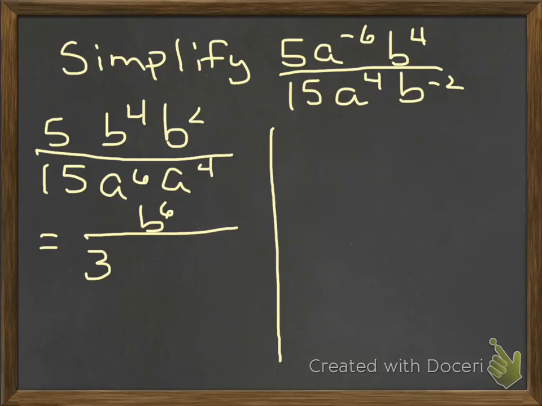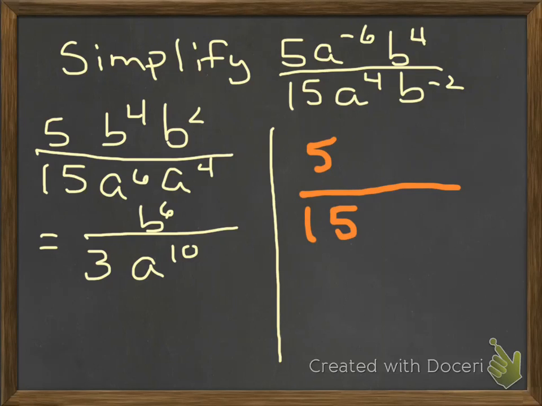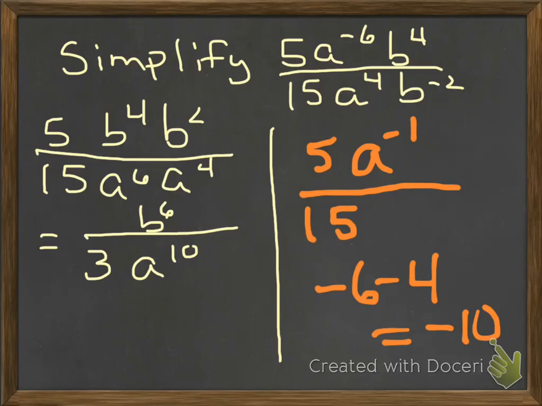And a to the fourth times a to the sixth. Add those exponents and get a to the 10th. Now another way to approach that same problem would be to do the quotient rule. So you could start out with your 5 over 15 and take a to the negative 6 minus 4. If you do negative 6 minus 4, you get negative 10, and so you can write a to the negative 10 here.